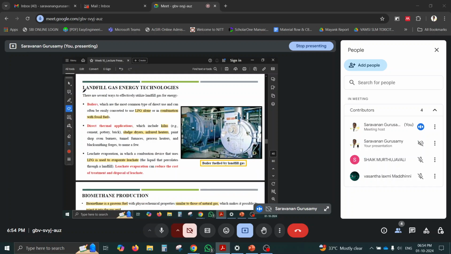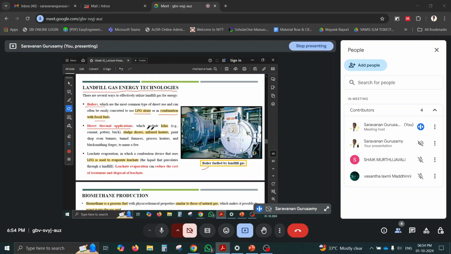So these are the landfill gas to energy technologies. You can use boilers fueled with this landfill gas instead of coal or natural gas. You can use this landfill gas as a source of energy. In boilers, you can use landfill gas alone, or along with some other fossil fuels. That is called a combined technology.